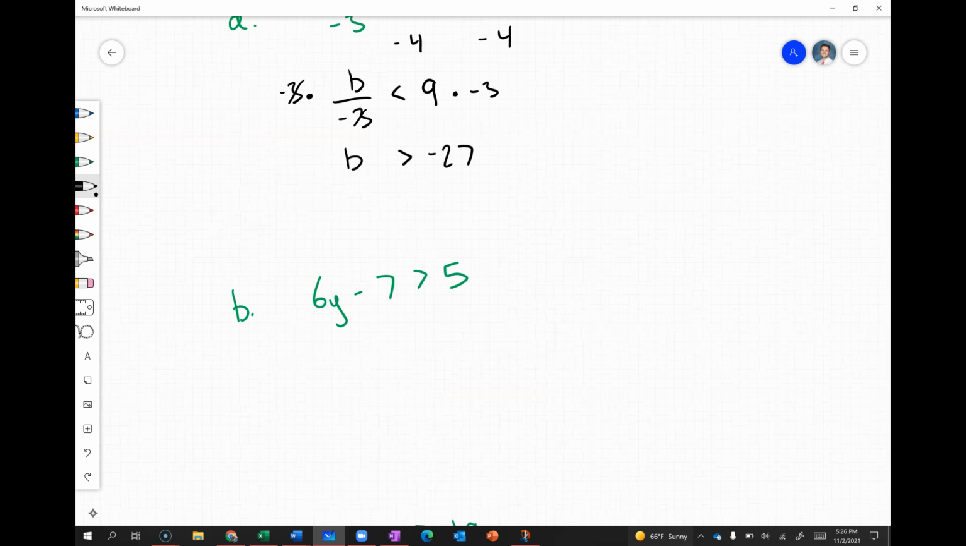Our next example, we have 6y minus 7 is greater than 5. So the first step would be to add 7 to both sides, and we get 6y is greater than 12. The last step to isolate y would be to divide both sides by 6. And that gives us y is greater than 2.